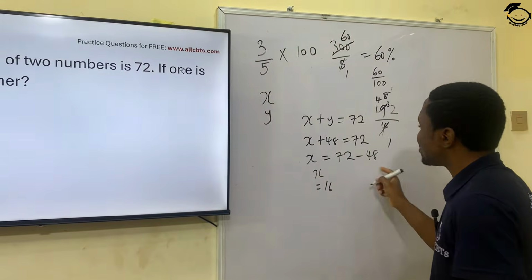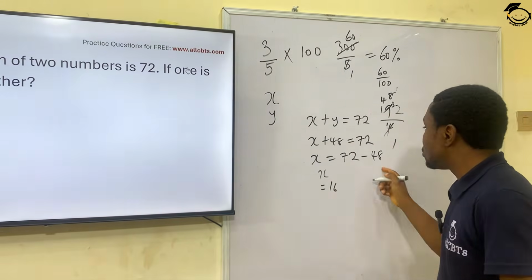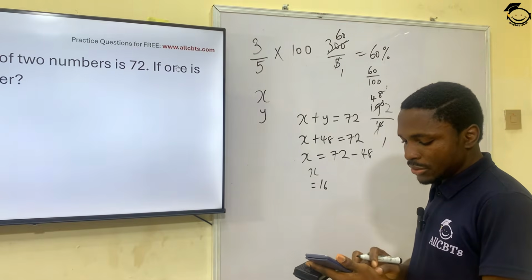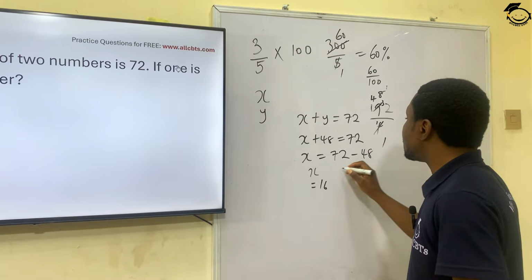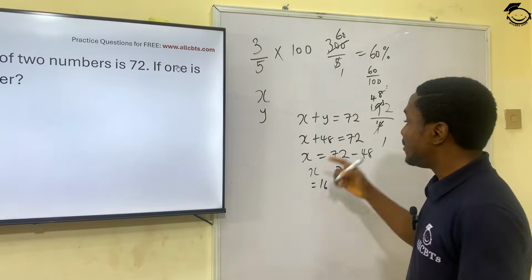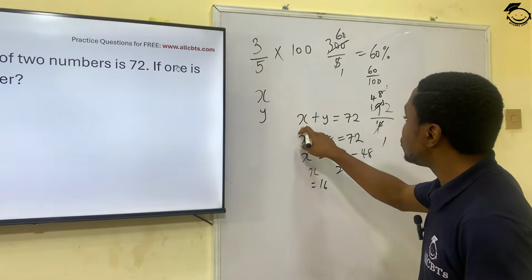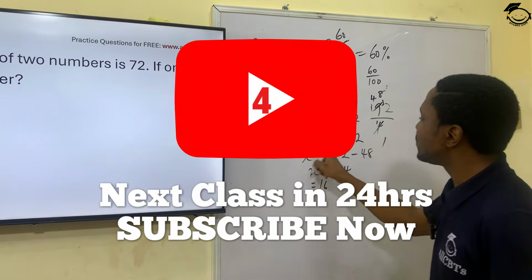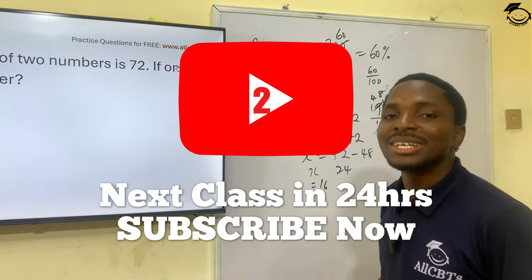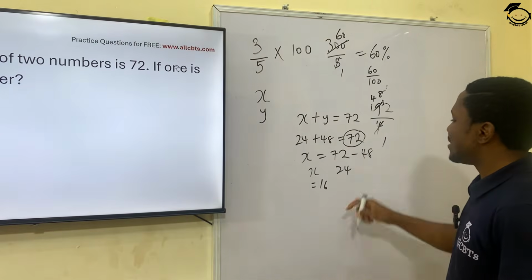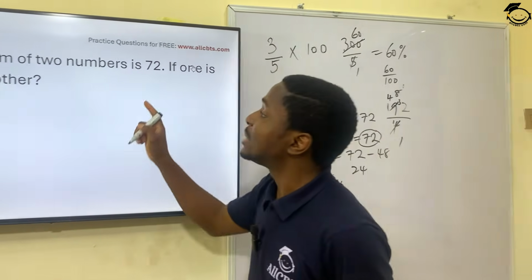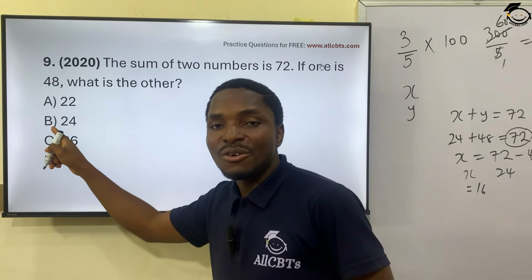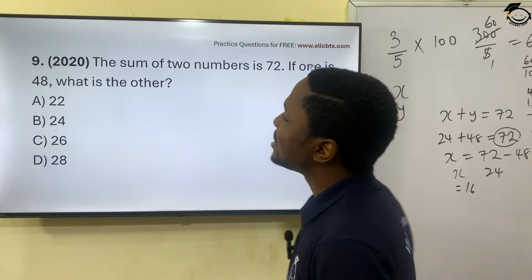So then you now subtract 72 minus 48, you have what? 72 minus 48, you have 24. So if you want to be sure that your answer is correct, put 24 here. 24 plus 48, will it give you 72? Yes, it will give you 72. So the missing number that will make up 48 to get 72 is what? 24, option B. Next question, question 10.